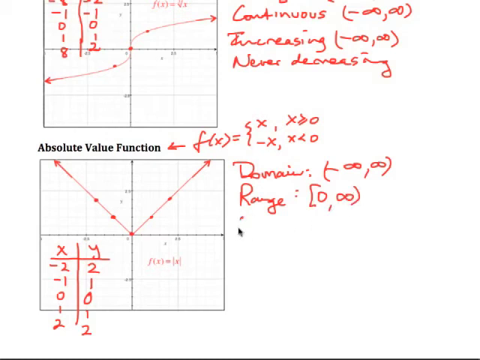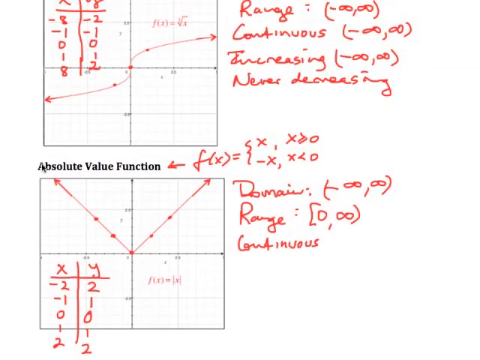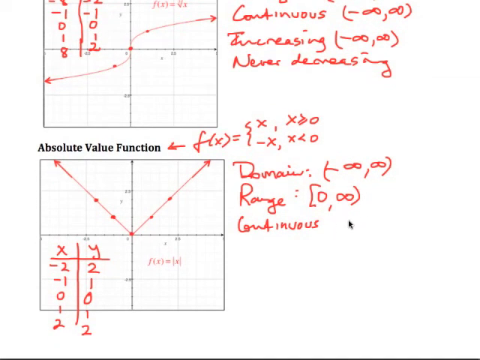All right, now, is it continuous? Well, notice that we can, in fact, trace over this without taking our pen off, and it goes up here forever and up here forever, and so it's continuous on its domain, which of course is negative infinity to infinity.